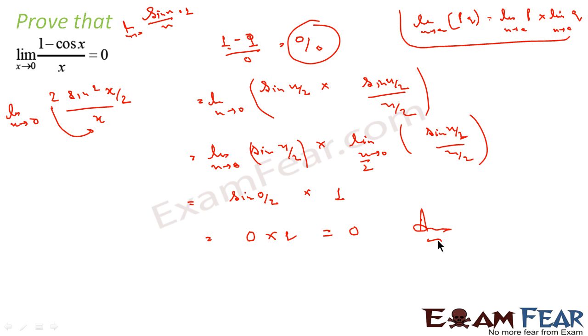Very simple. What we have done, we have just rewritten 1 minus cos x as 2 sin square x by 2. And then we have rewritten this equation into this form. And we have used the formula limit of sin x by x, where x tends to 0 is 1. And we have got the answer.